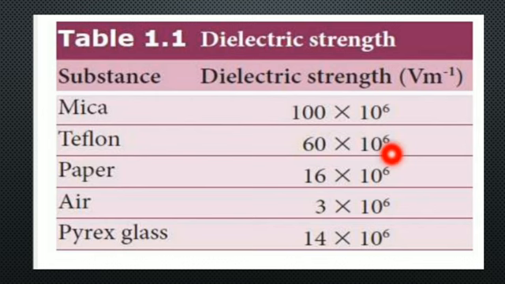60 into 10 power 6. And paper has dielectric strength 16 into 10 power 6 volt per meter. And air, 3 into 10 power 6 volt per meter. And Pyrex glass, 14 into 10 power 6 volt meter inverse. Okay, students. So these are the dielectric strengths for the materials.